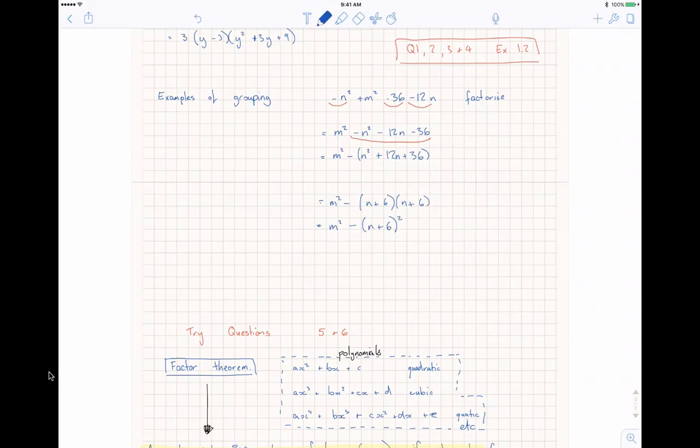We can actually go a little further here because what we've got is the difference of two squares. We've got m squared and we've got n plus 6 squared. To factorize, that becomes m minus n plus 6, m plus n plus 6.